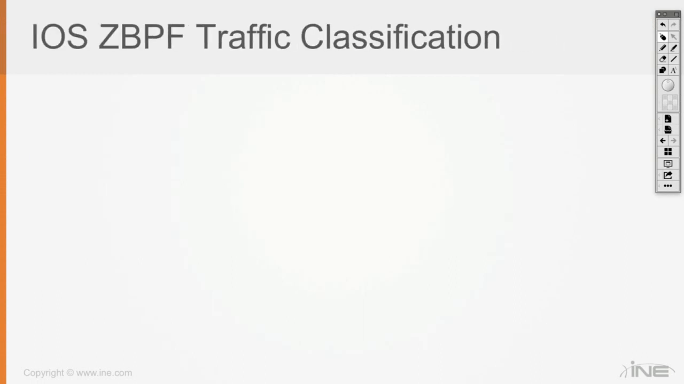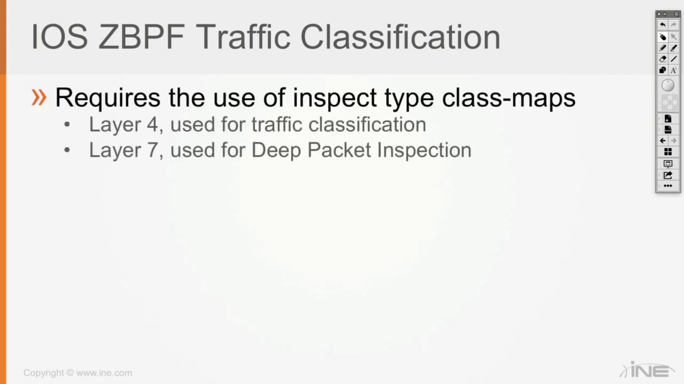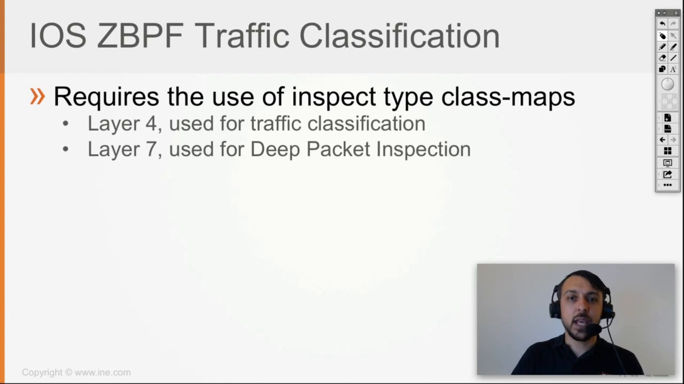Now let's go to the second block, classifying the traffic, because after we've defined the zones, we have to tell the router which traffic we want the router to inspect and control from the firewall point of view. So to classify the traffic, this requires the use of inspect type class maps, of which we have two types. We have a layer 4 class map, which is used for traffic classification, which means just matching on traffic on which we want to take some firewall actions, matching on the traffic however way we can.